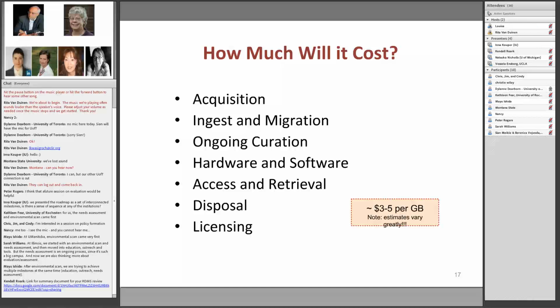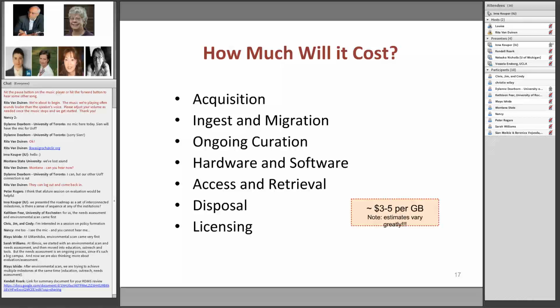Access and retrieval: depending on how the repository is structured, it could have statistics and analytics built into it, or it could be a simple download kind of thing. And there are different options to work with that.